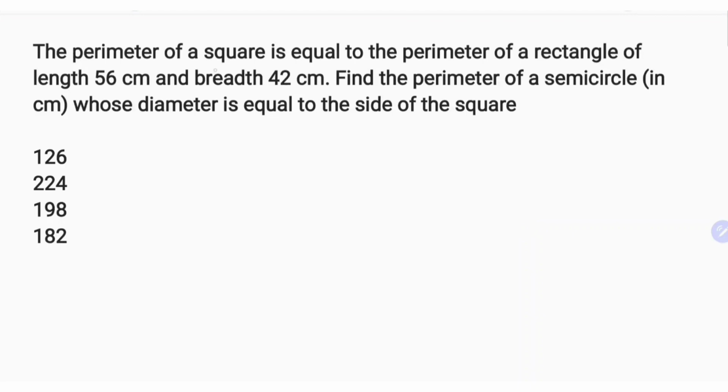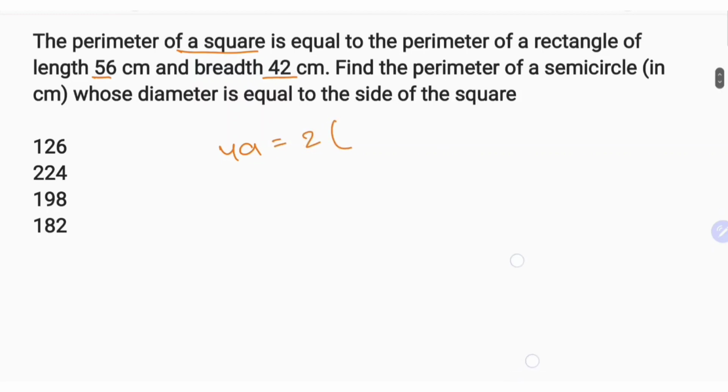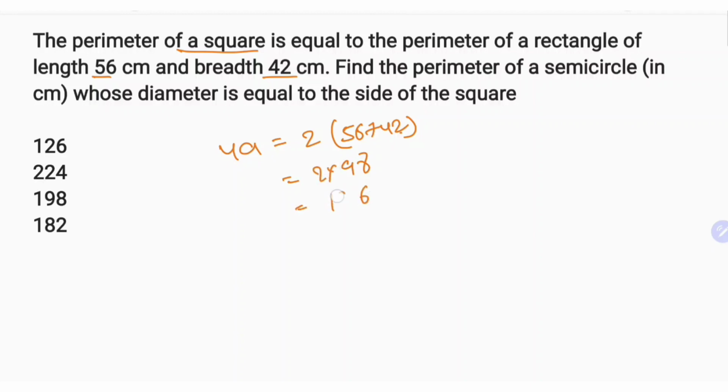In this type of question, the perimeter of a square. We all know what is meant by the perimeter of a square: 4a. It is equal to the perimeter of a rectangle of length 56 and breadth 42. 2 into L plus B is the perimeter of a rectangle, that is nothing but 56 plus 42, 98, into 2, 196. 4a equals 196, so a is 49. Here a means 49.